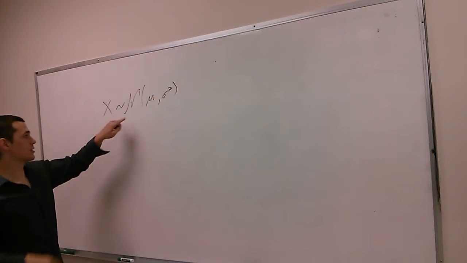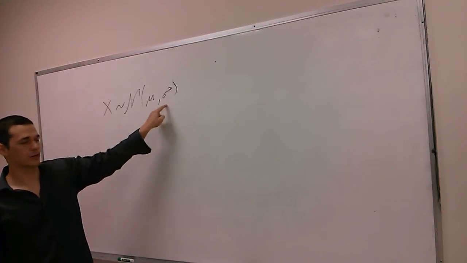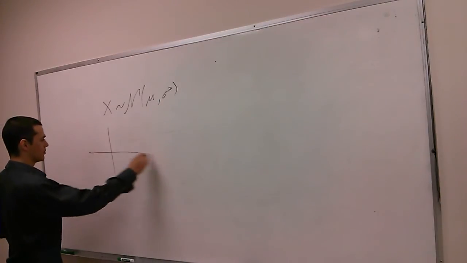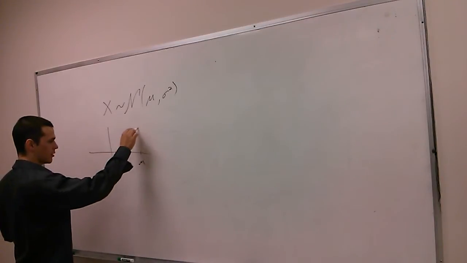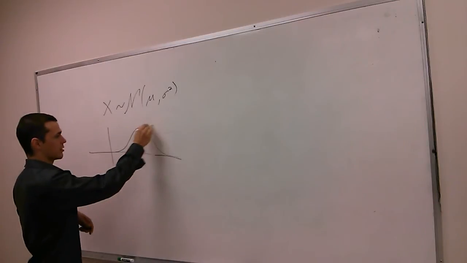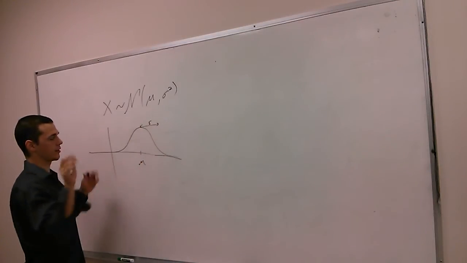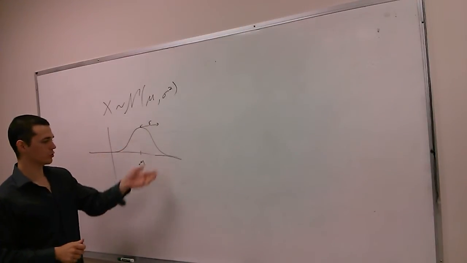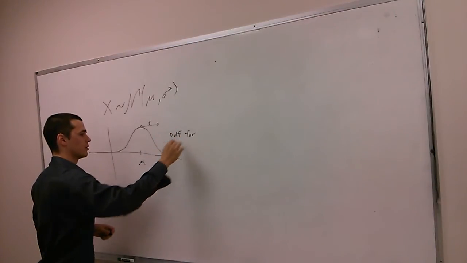So this means it's a normal distribution with this mean and this variance. The square of the standard deviation is just the variance, right? So if you were to plot x, it looks like this. The middle, the mean, is mu, and the width is sigma, right? So this is the distribution of x. This is the PDF for x.